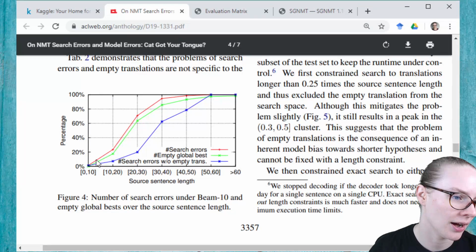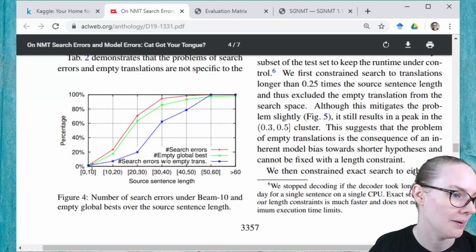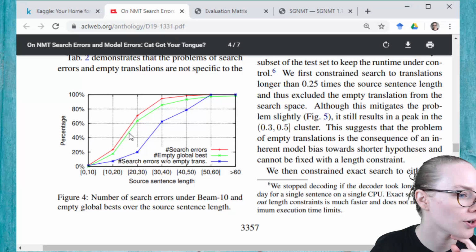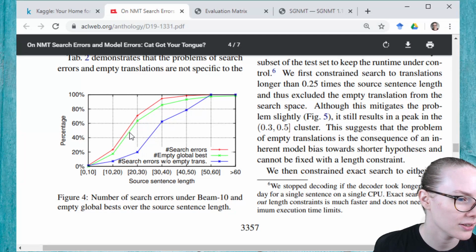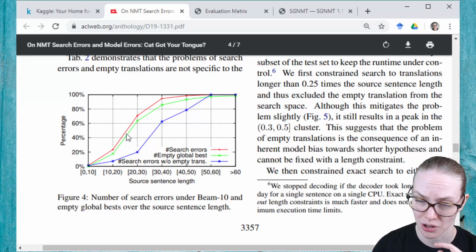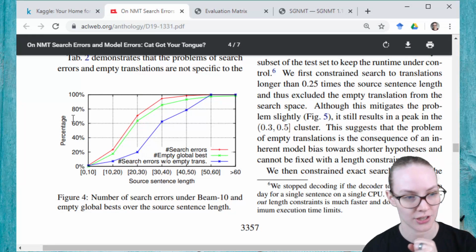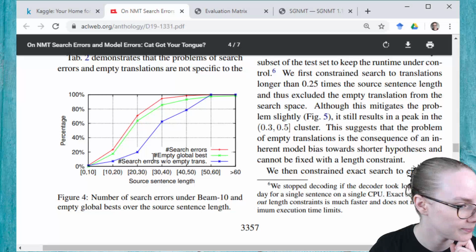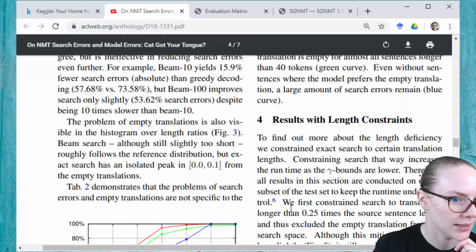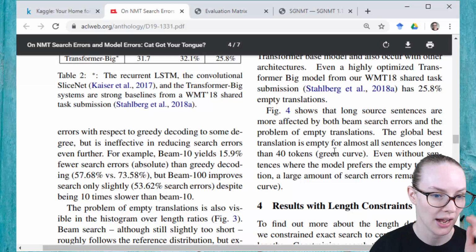The percentage of translations returning empty sentences goes up. So you get to over 50% empty translations, looks like at about 25 words long. And also if you remove the empty translations, search errors do continue to go up, but not as quickly. Even without sentences where the model prefers an empty translation, a large number of search errors remain.